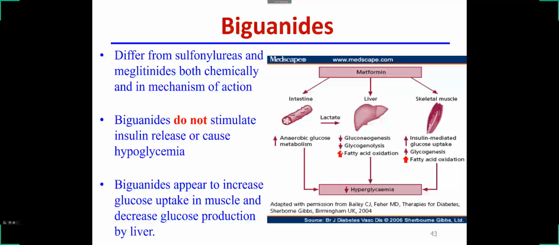In the muscle, they drive up insulin-mediated glucose uptake, so they make the little bit of insulin that is around more effective, and they drive up glycogenesis and fatty acid oxidation.